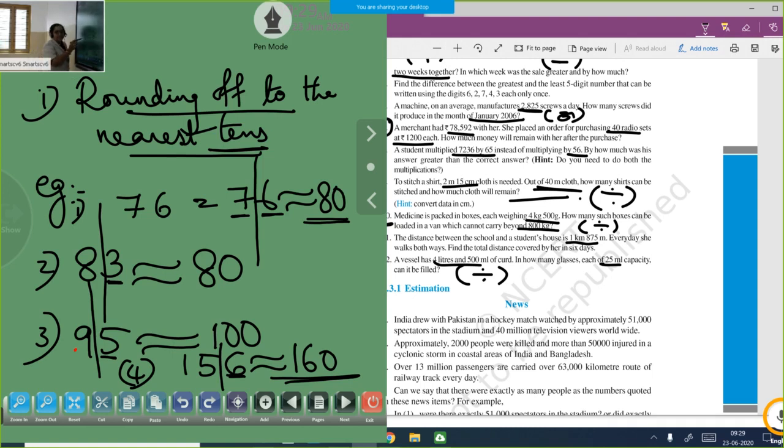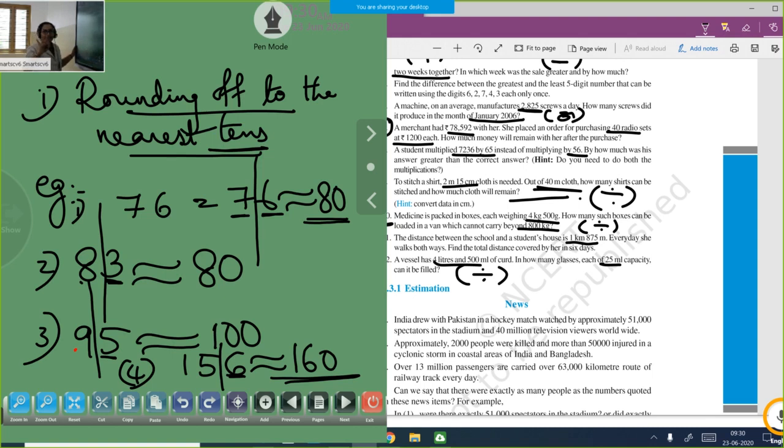Then next one, 83. The ones place is 3, which is less than 5. No change will come in the tens place; 8 stays the same, and in the ones place you definitely have to put a 0. Then only that estimation will be complete. Next, 95. The ones place is 5. If the ones place is 5 or more than 5, the tens place will change to the next number. So 9 becomes 10, and in the ones place you put 0.